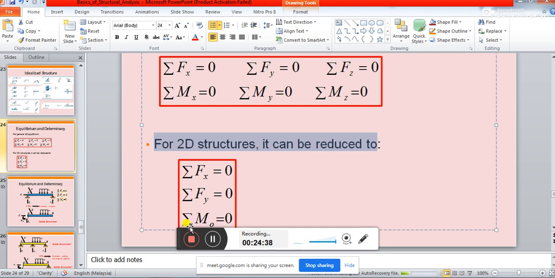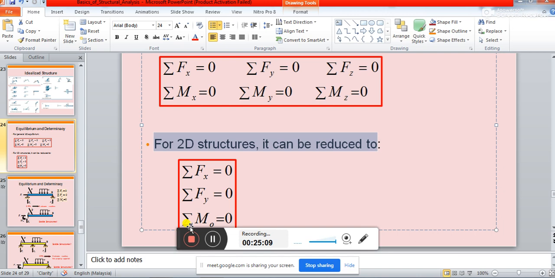This is very important to understand. See, if you are given a 3-dimensional structure, you cannot get only 3 equations of equilibrium. For a 3D structure, how many equations of equilibrium will you have to solve? You are going to get 6 equilibrium equations, and solving those 6 equilibrium equations is very difficult.